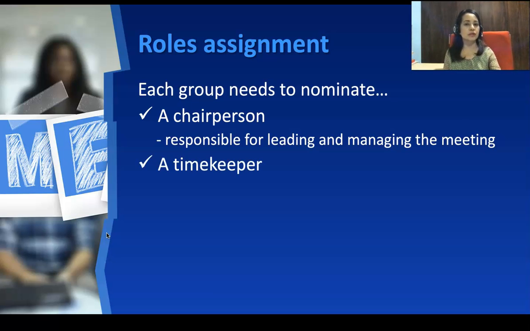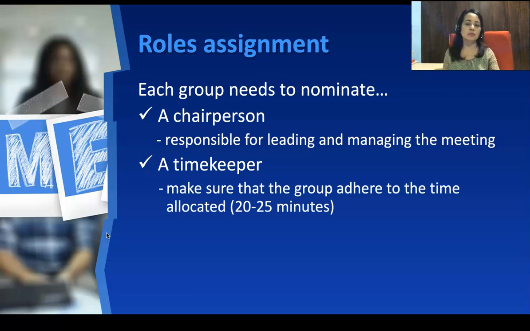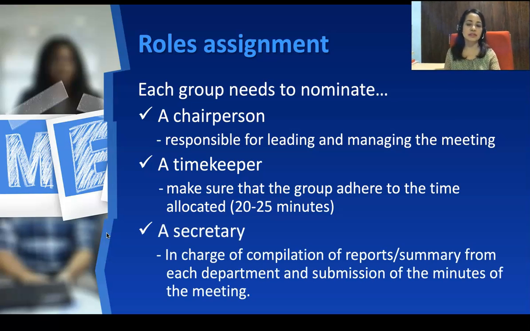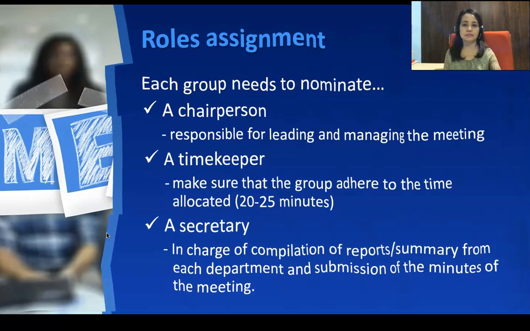Next, it is also recommended that you have a timekeeper. So the timekeeper will make sure that the group adhere to the time allocated, which is approximately 20 to 25 minutes. You will also need a secretary who will be in charge of compilation of the reports or summary from each of the department and submit the minutes of the meeting.